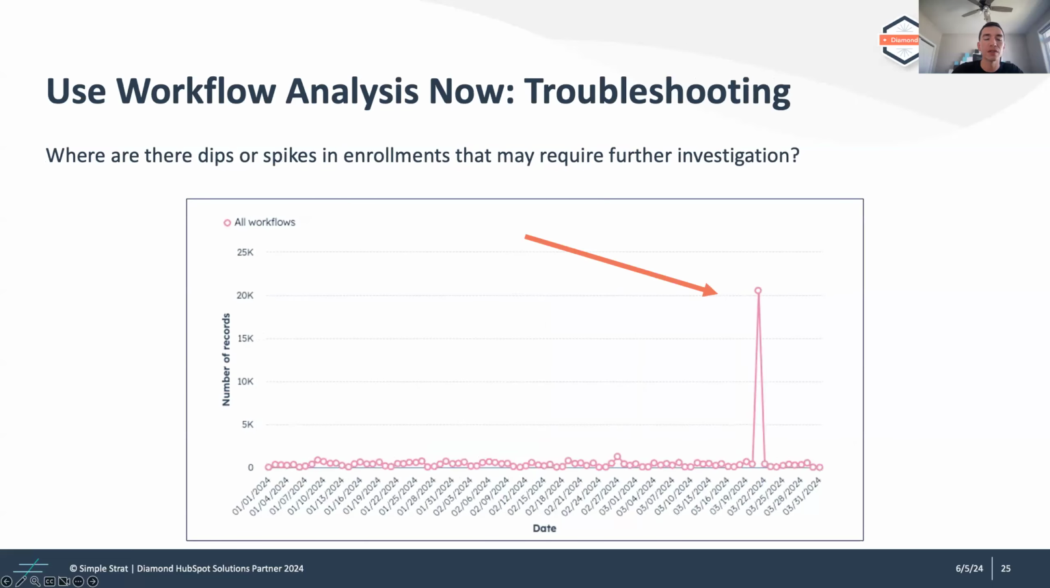Another one is for troubleshooting. Let's say you build into your workflow as an admin, you want to check this once a month, once a week, and see, are there any big spikes or dips that might require us to take a second look? Did we have some sort of error that accidentally enrolled a bunch of people into workflows, or did an automation break and we saw a big dip in enrollments? So it's nice high level guidance to start some troubleshooting and identify places that might require further investigation.